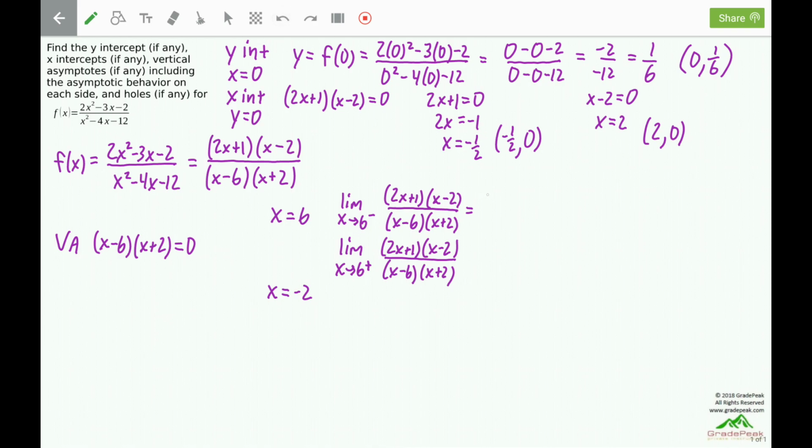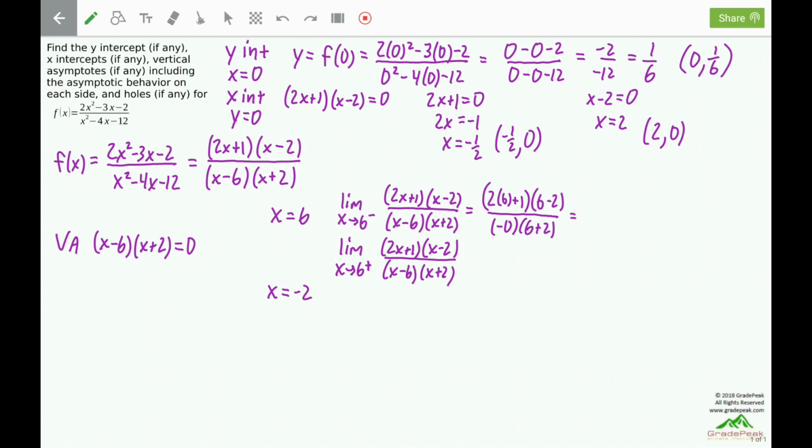A 6 then can be plugged in for all remaining x's. So 2 times 6 plus 1 times 6 minus 2 divided by x minus 6, which will be a negative 0, and 6 plus 2.